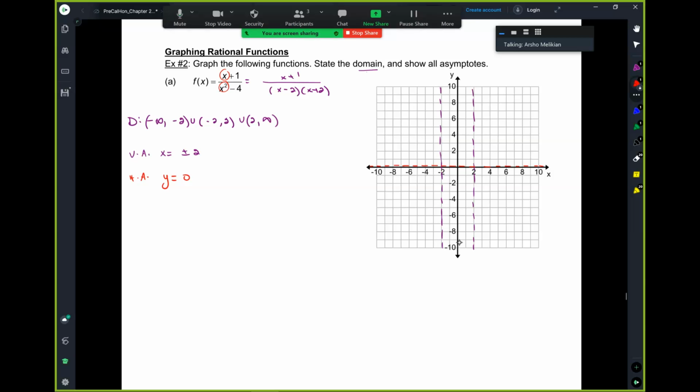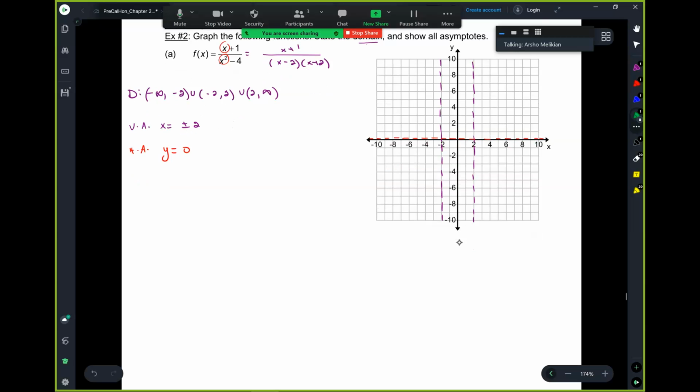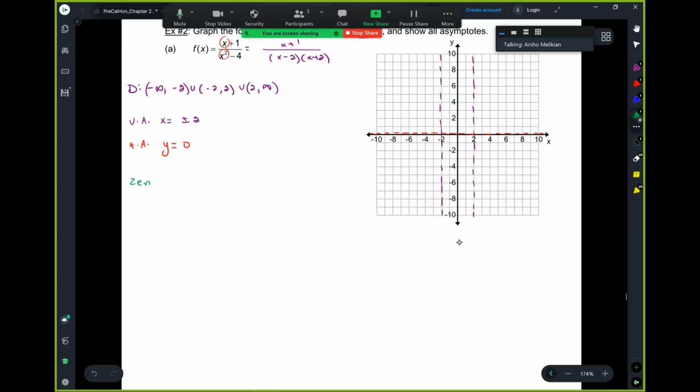Now, next, in order to graph this, one thing I also want you to find, because we need some points to anchor this on our grid, is the zeros. For the zeros, you have to set the numerator equal to 0. So here, x plus 1 is 0, x equals negative 1. So at x equals negative 1, there's a zero.